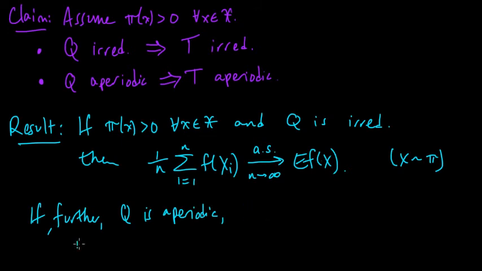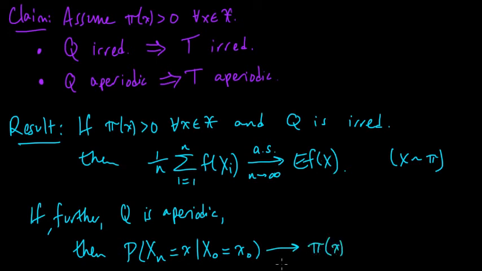then the probability that xn equals some value little x, given that x0 equals some value little x0, converges to pi of x as n goes to infinity. That was the second part of the ergodic theorem, and that holds for any x.